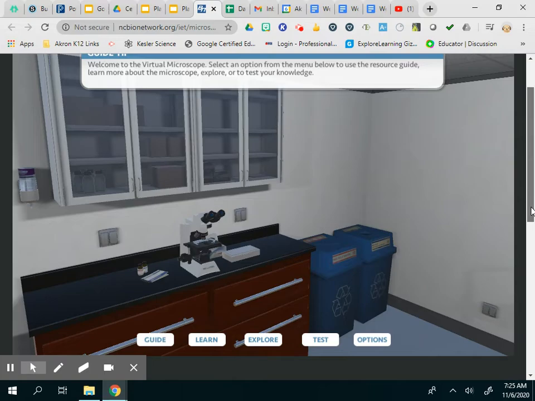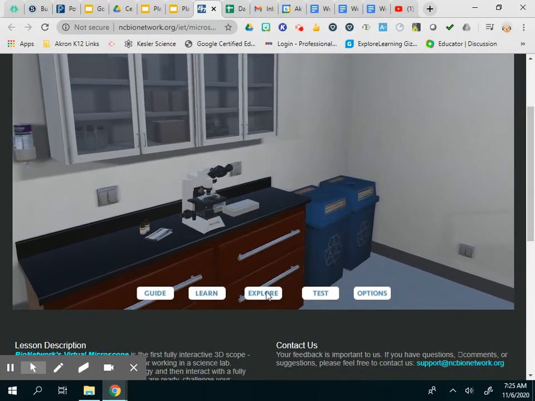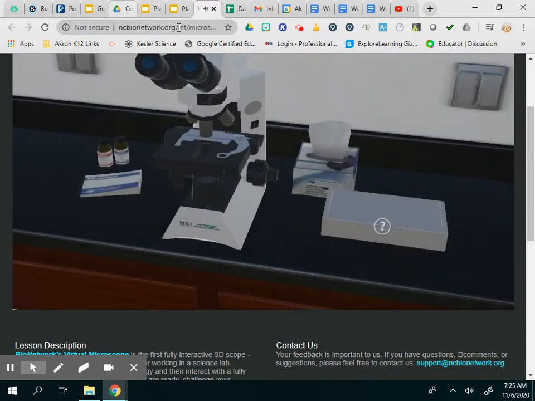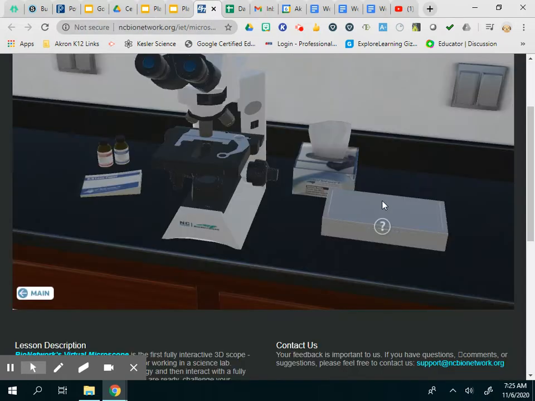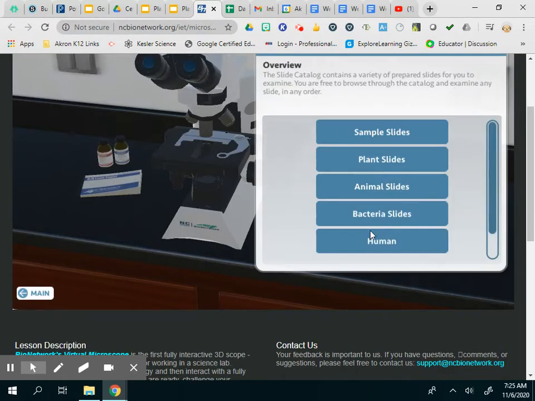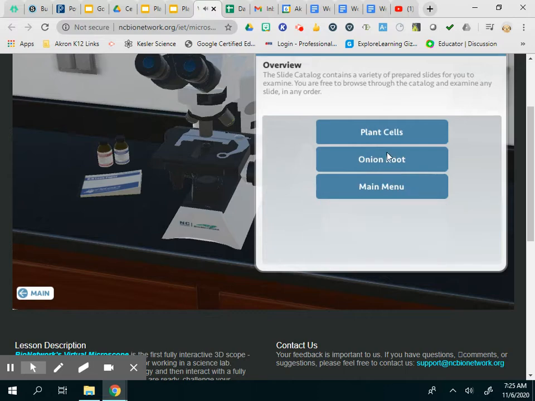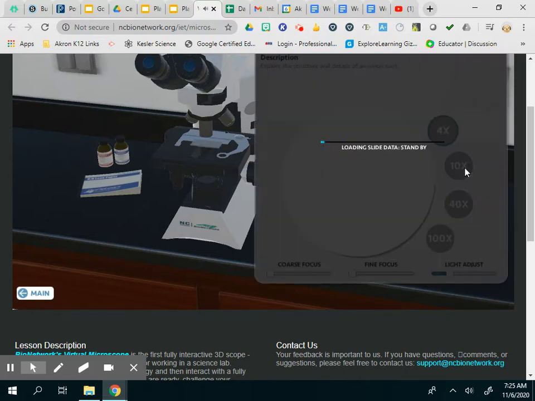We have to scroll down a little bit here. We're going to go to the Explore, and I'll tell you why, because that's what it says here. Click the Explore button. Now we're going to open the slide box. We want the onion root. Okay, so we're going to go in here, open the slide box. We need to go to Plant Slides, and then we're going to go to Onion Root.